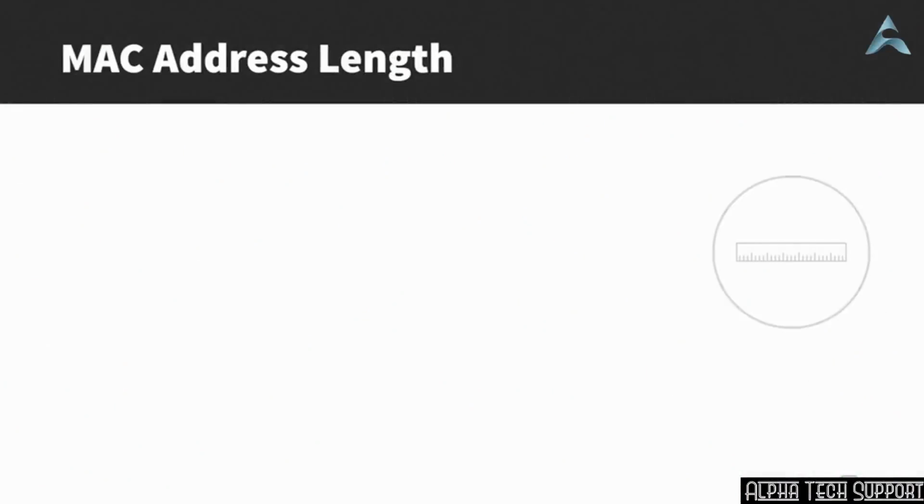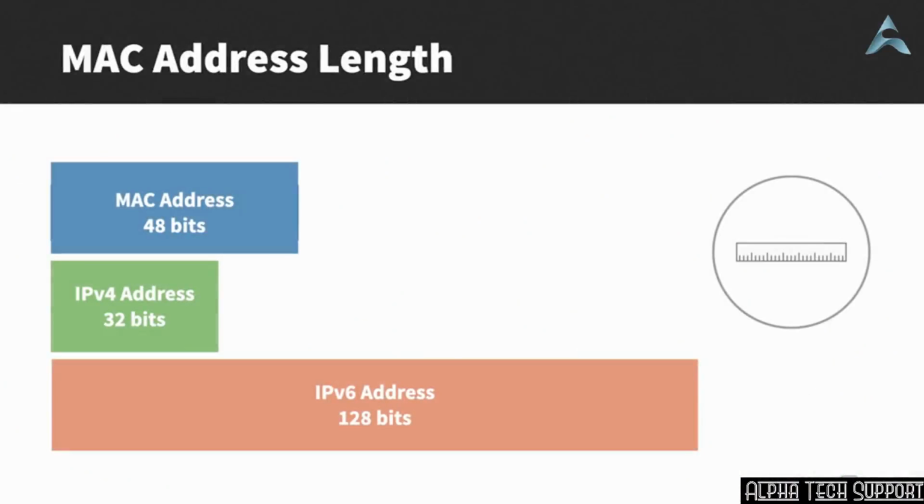Now let's compare a MAC address with some of the other addresses that we might have in a network. A MAC address is 48 bits in length. Compare that to an IP version 4 address, which is 32 bits in length, and an IP version 6 address, which is 128 bits in length. A big distinction between these addresses, other than their length, is that the MAC address is used by a layer 2 device, like an Ethernet switch, to make forwarding decisions, while IP addresses are used by layer 3 devices like routers to make forwarding decisions.